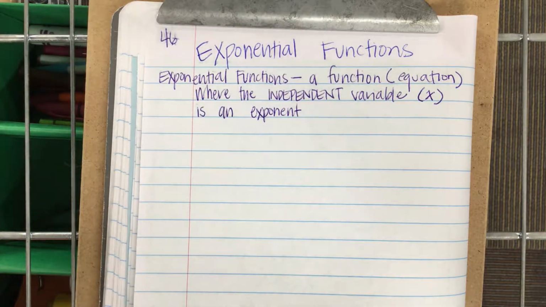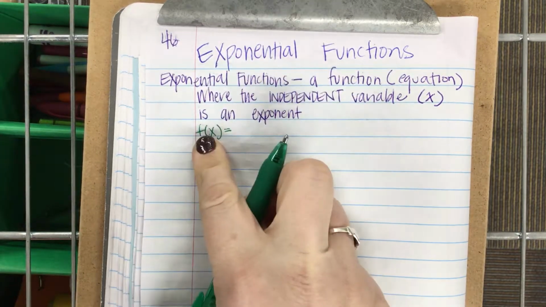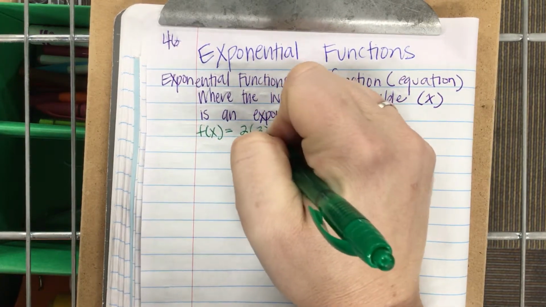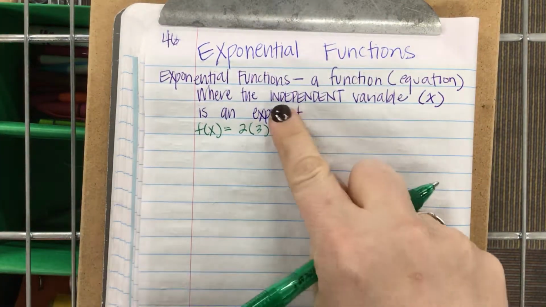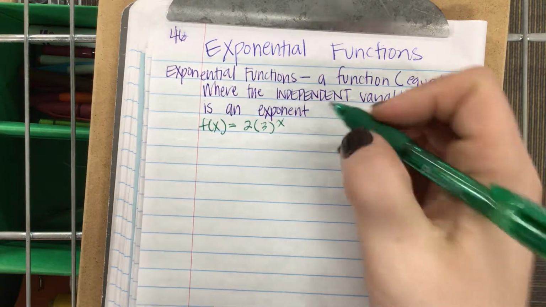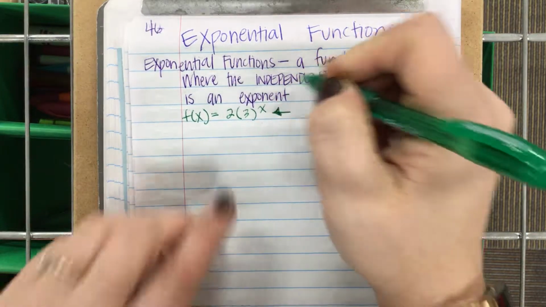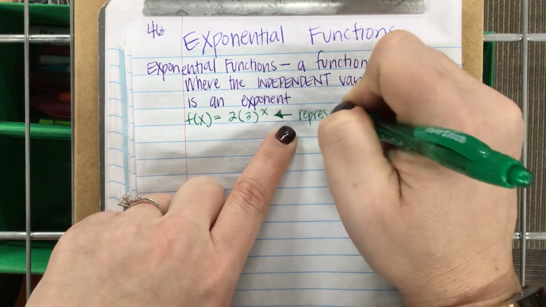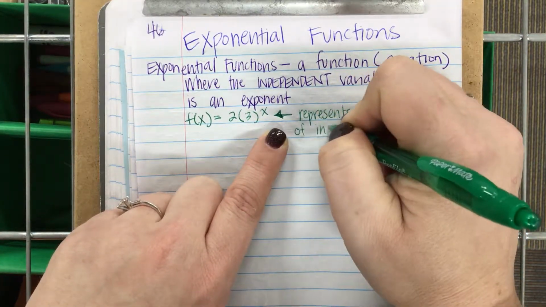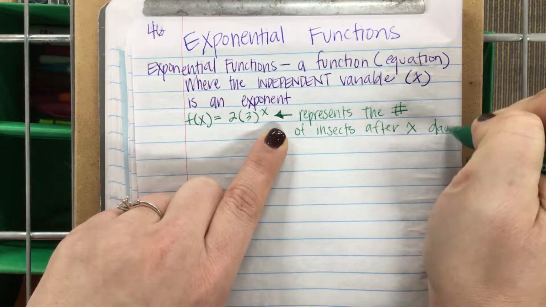So let's talk examples. An example of that would be f of x equals, now remember f of x is the same thing as y equals, this is just function notation. And if we did 2 times 3 to the x power. So my independent variable, what I put into the problem, my x value, is an exponent. So this equation maybe represents, let's give this a reason, why are we solving this? This represents the number of insects after x days.